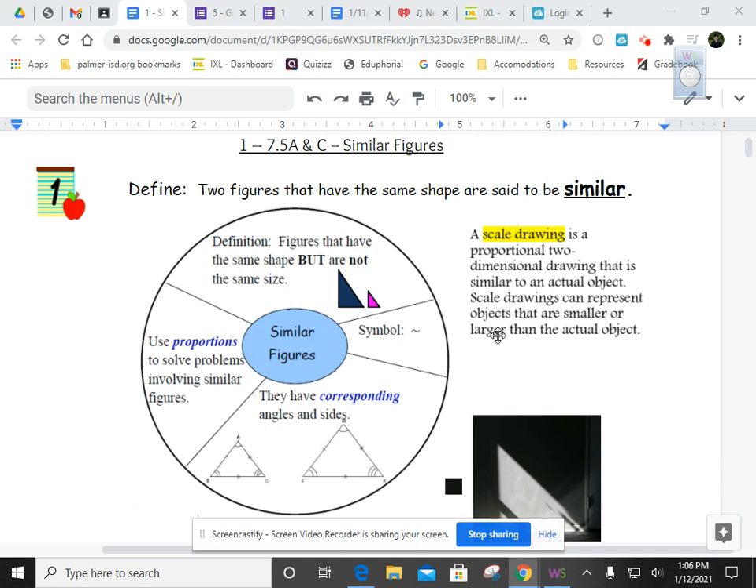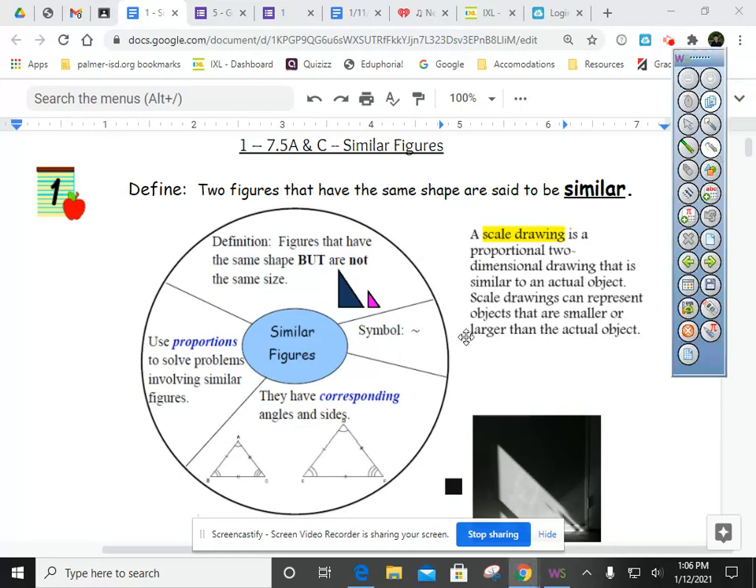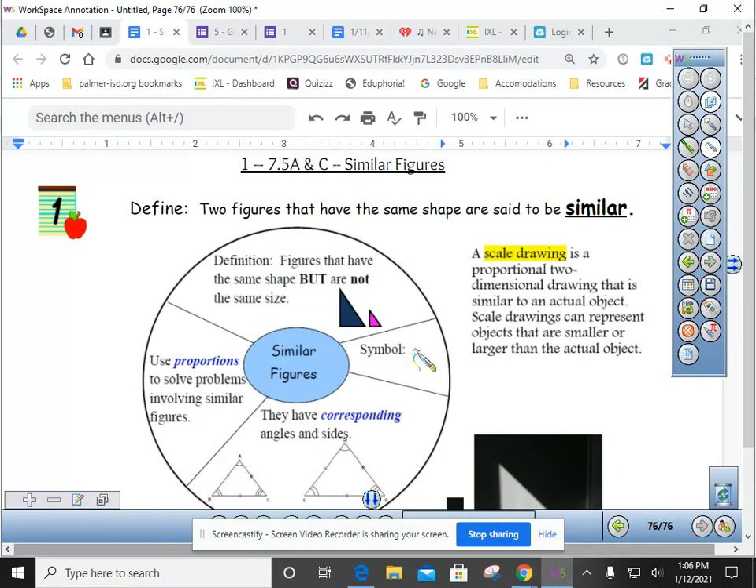Okay, back to similar figures. Figures that have the same shape are said to be similar. Define: figures that have the same shape but not the same size. Here's a little diagram. The symbol is this little squiggly line. You see a little squiggly line? That means about or similar.